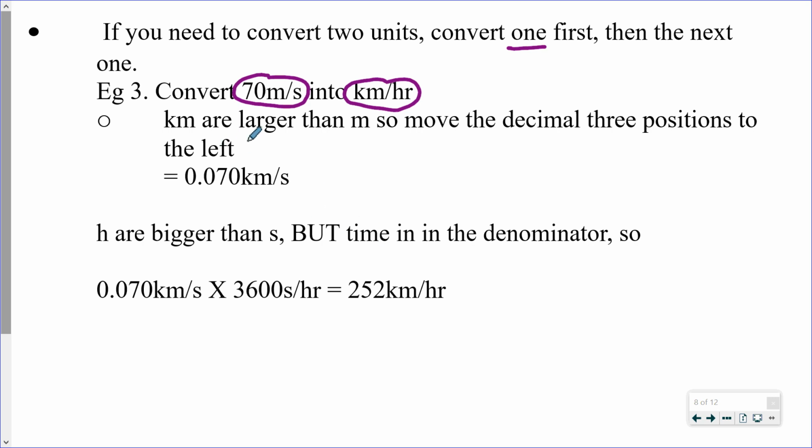So how do we do that? Well, kilometers, of course, are larger than meters. So we're going to move the decimal 3 places to the left. Here, we're only converting the meters to the kilometers. So if we have, let me just write this up above, 70 meters, and we want to convert this into kilometers. In 1 kilometer, we have 1,000 meters. Meters cancel out. 70 divided by 1,000 is 0.070. So now we're doing good.